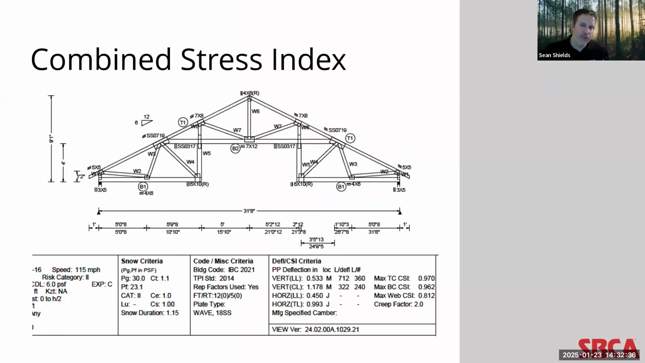As a rule of thumb, the closer this value is to 1.0, the more efficiently the wood members are being used in the design of the truss.